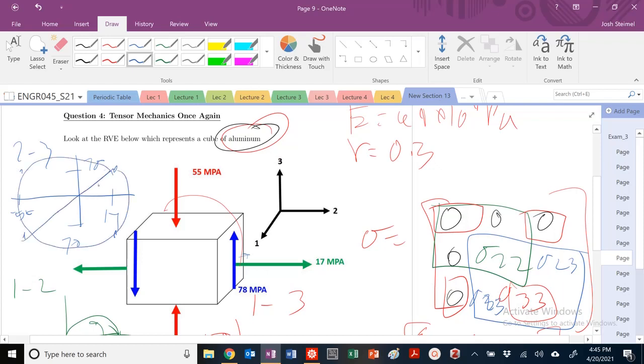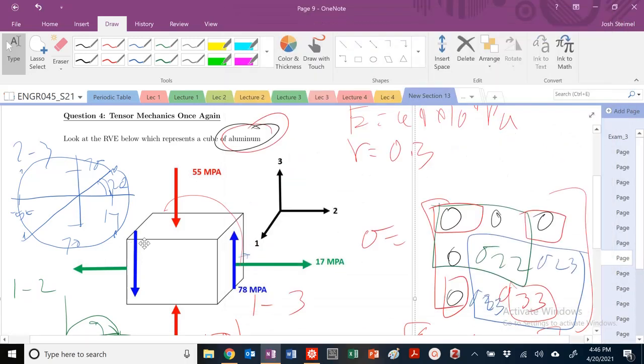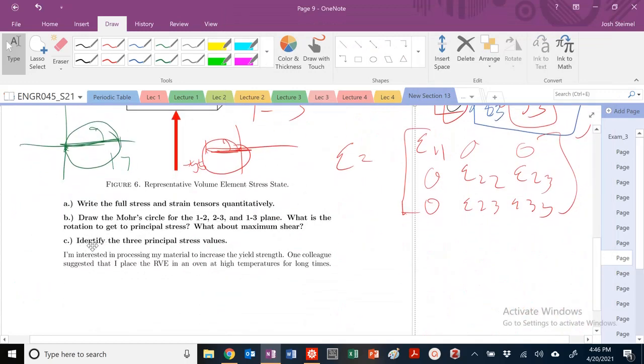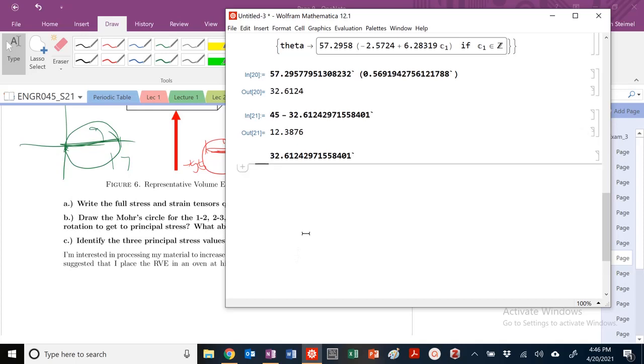If I'm looking like this, I figured out that 2 theta, so the theta to go from here to here is going to be that 32. So the theta to get to principal is just going to be 45 minus this, like we've done previously in class. That's it. All right. So we've identified three principal stress values. Again, we can do that.